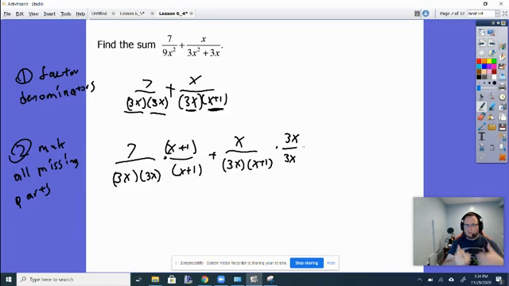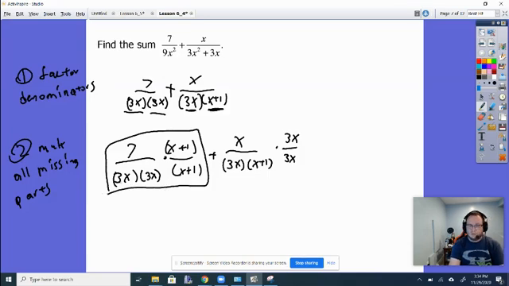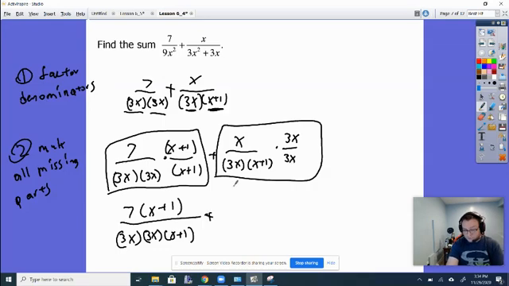Now the way I recommend you do these is multiply each part. Just look at one part. So I'm going to look at just this first part for right now. I've got 7 times x plus 1 over 3x, 3x, x plus 1. Looking at my second term, and there's going to be an addition between these, I've got x times 3x, which is really just 3x squared, over 3x, 3x, and x plus 1.